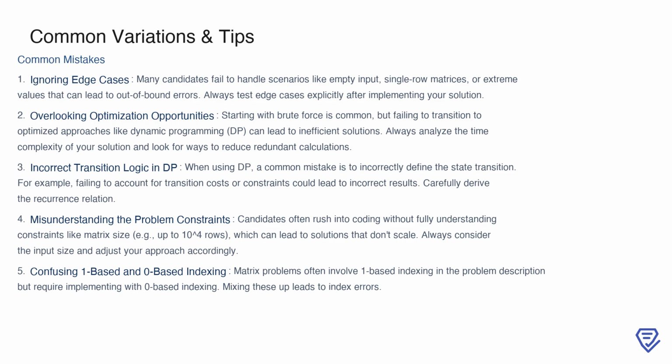Additionally, misunderstanding the problem constraints can be a major pitfall. For example, if the problem specifies a matrix with up to 10,000 rows, your solution needs to scale efficiently. Finally, watch out for indexing errors, as problems may describe the matrix using 1-based indices, while your implementation typically uses 0-based indexing. Mixing these up can result in frustrating bugs, so stay consistent throughout your code.